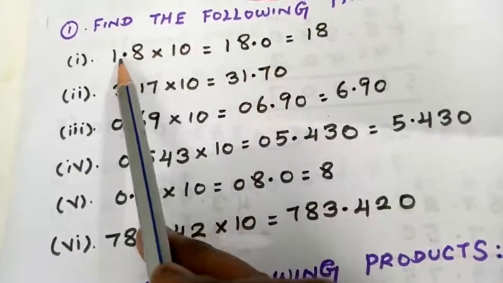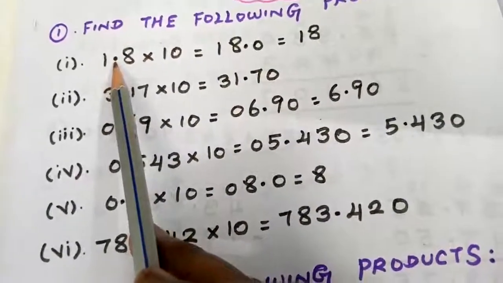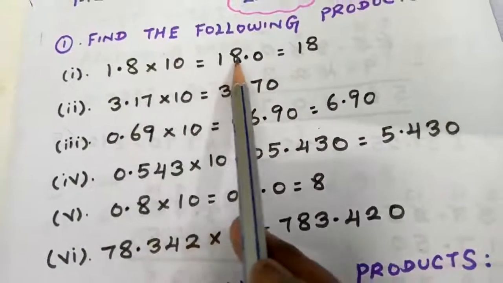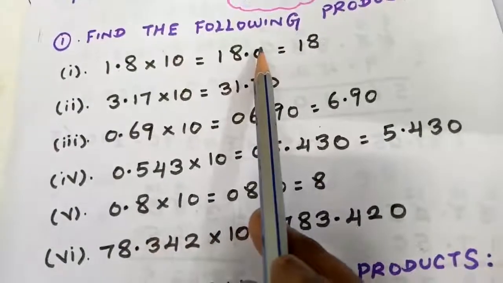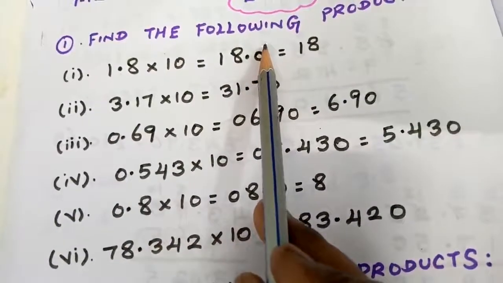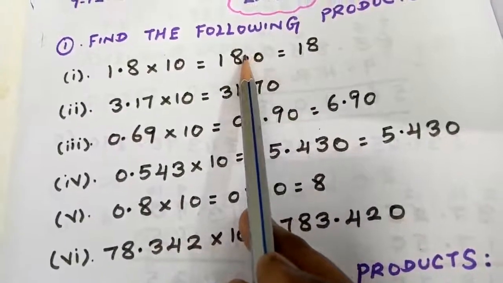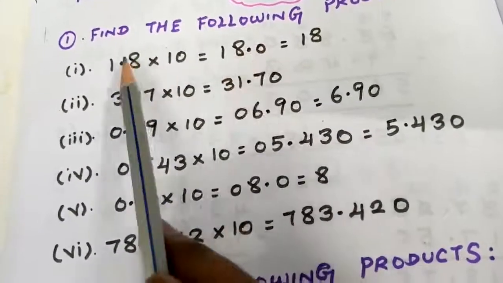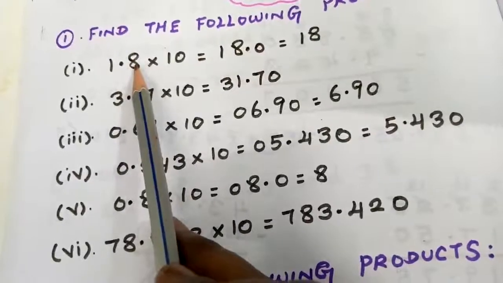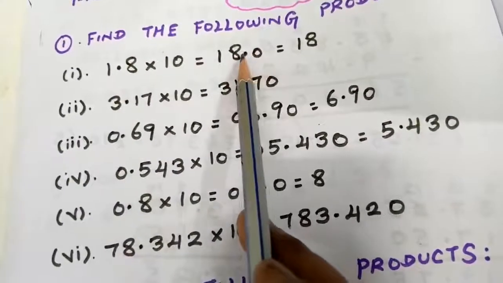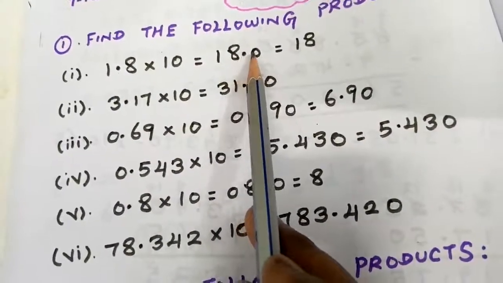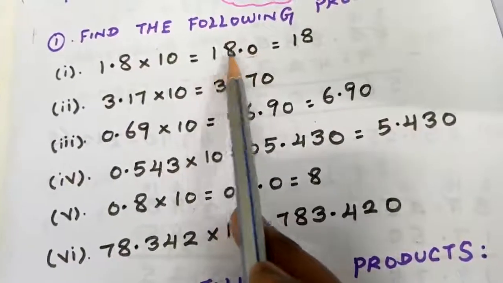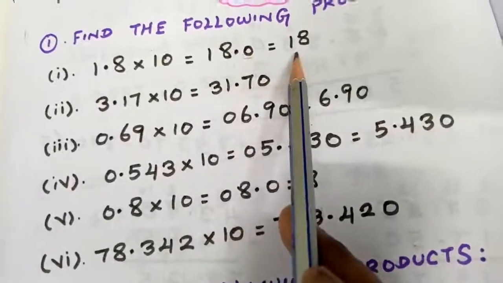Just observe the decimal point. After the decimal point, you are having only one digit. So, what is the answer I am getting here? 180. So, starting from the ones place, after one digit, you are going to keep the decimal point. That is why I am writing like this, 18.0. After the decimal point, you are having one digit. Same way, after one digit, you are going to keep the decimal point. 18.0 can be written as 18.